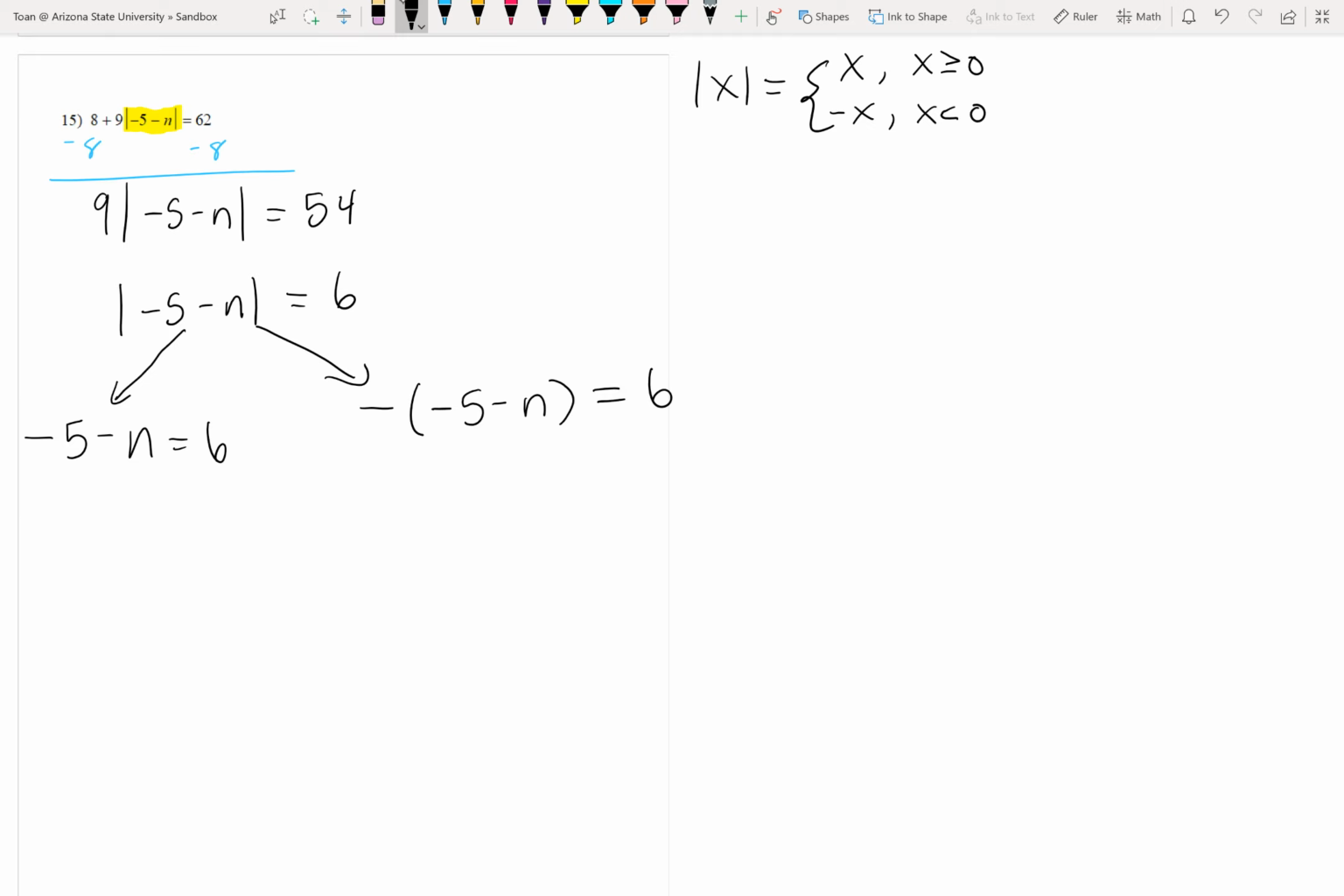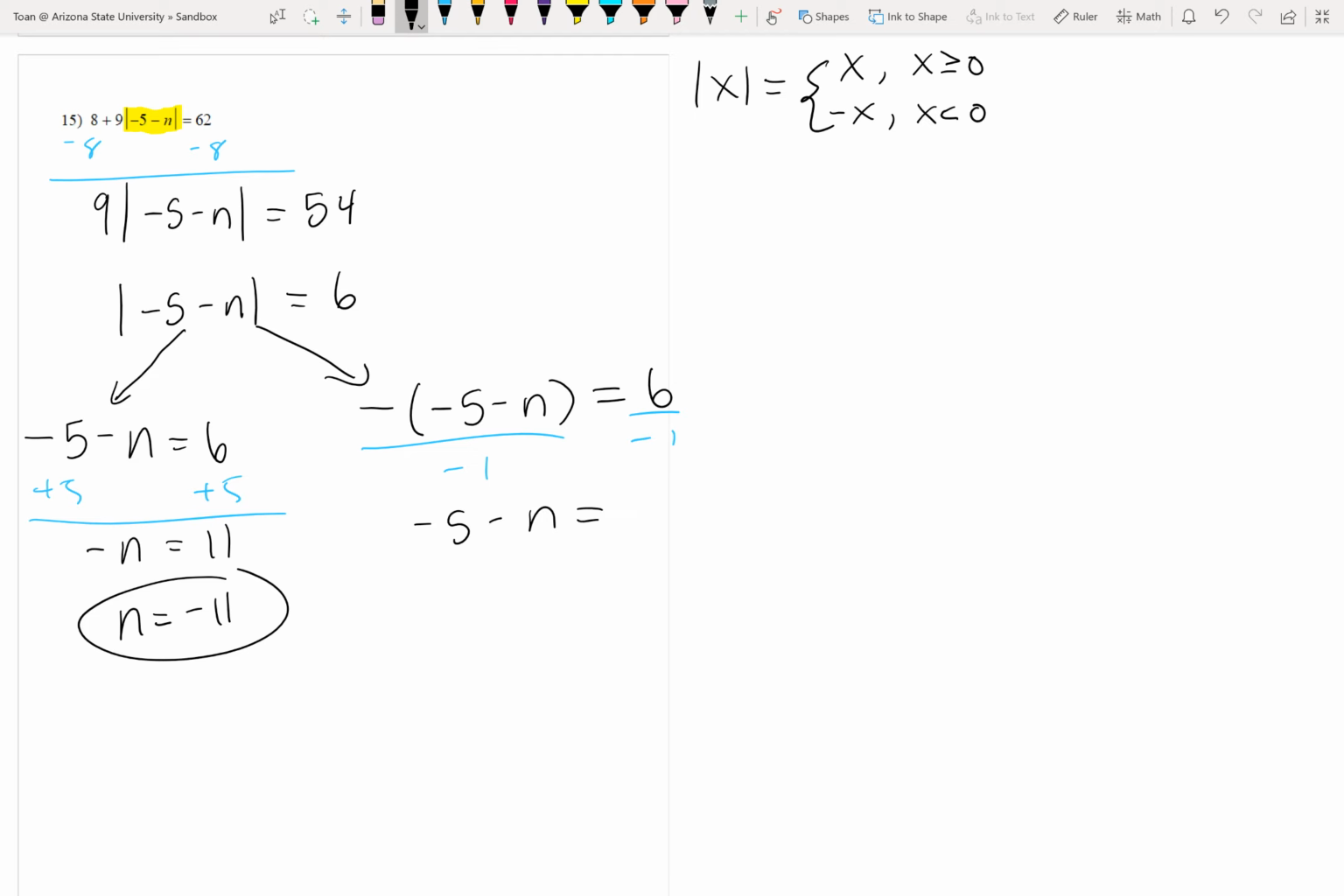Now it gives you two smaller equations to solve. Let's focus on the left equation. We're going to add 5 to both sides. Negative n equals 11. Divide both sides by negative 1, and you get n equals negative 11. On the right equation, you can go ahead and distribute the negative in, or what I like to do is divide out a negative 1. That way all of my solving steps will be the same as the other equation. Go ahead and solve for n. You add 5, and then divide out the negative, so n equals 1.